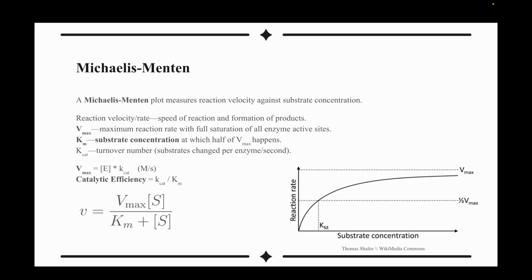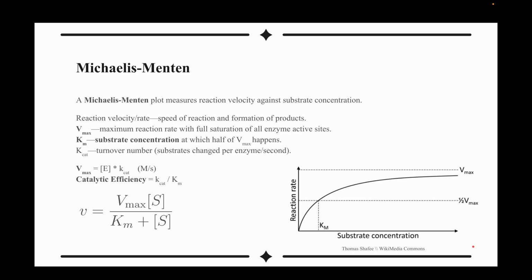A Michaelis-Menten plot measures reaction velocity against substrate concentration. The reaction velocity or reaction rate is the speed of a reaction and the formation of products. Vmax is the maximum reaction rate with full saturation of all enzyme active sites. Km is the substrate concentration at which half of Vmax happens.